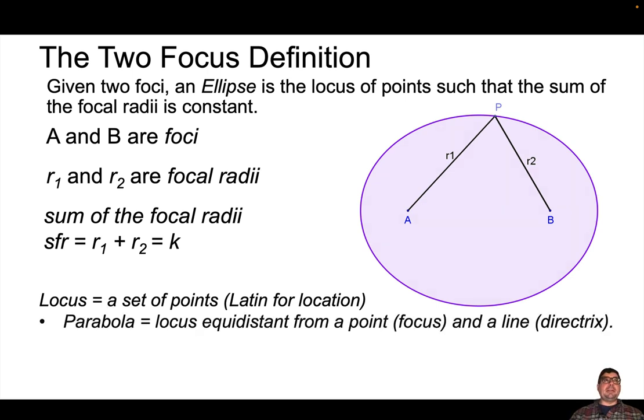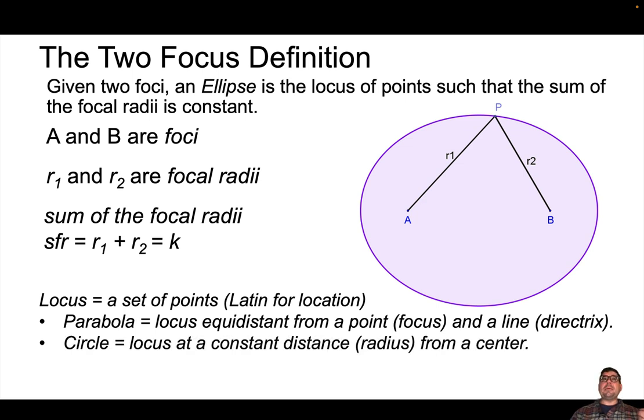The parabola is a collection of points equidistant from a central point and a line. A circle is a collection of points equidistant from one center. But now that we have two centers, we have a collection of points that's equidistant from the sum of the radii from both centers. So put the radii together and you get a constant.